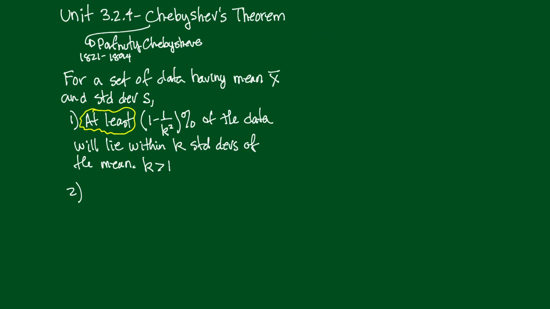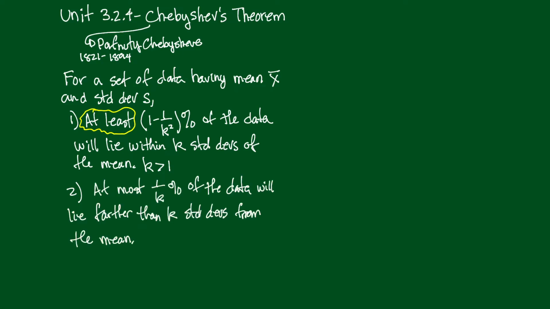I'm going to draw a picture of this in just a minute. So here's what we know. At least 1 minus 1 over k squared percent of the data will lie within k standard deviations of the mean. And the second thing it says is at most 1 over k squared percent of the data will lie farther than k standard deviations of the mean. We don't have to worry too much about the second part. I just wrote it so the theorem's complete. But really, here's what this theorem tells us: at least this percent of the data will lie within k standard deviations of the mean.